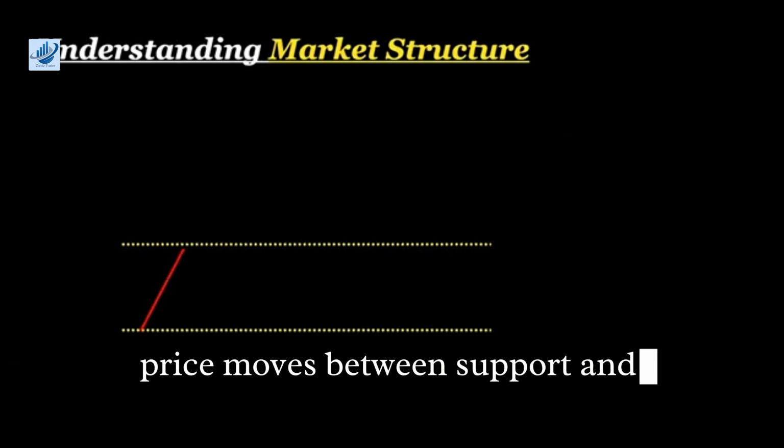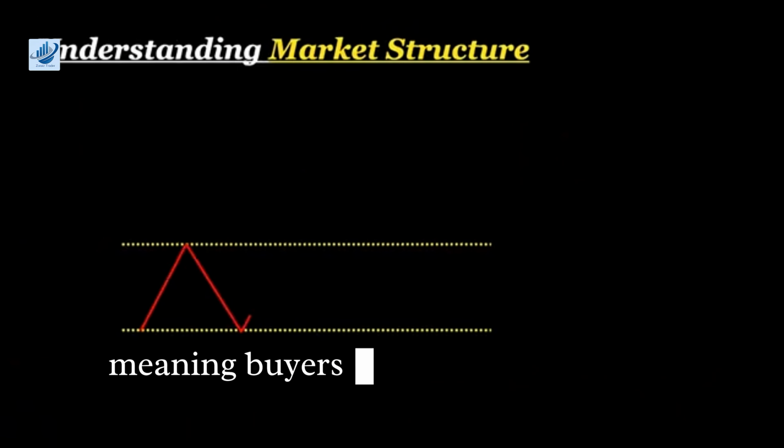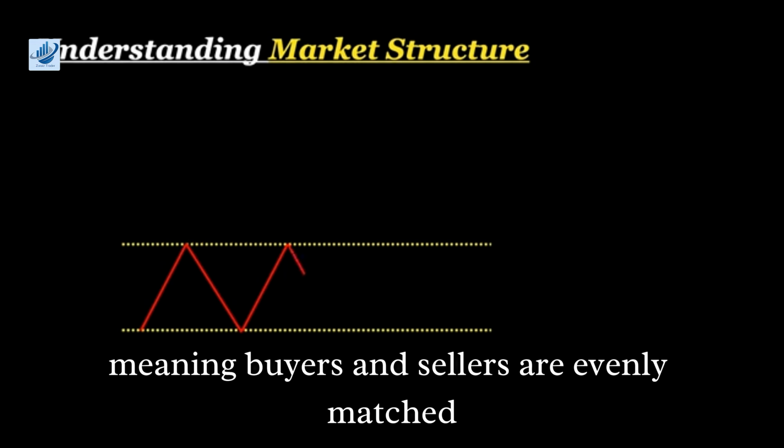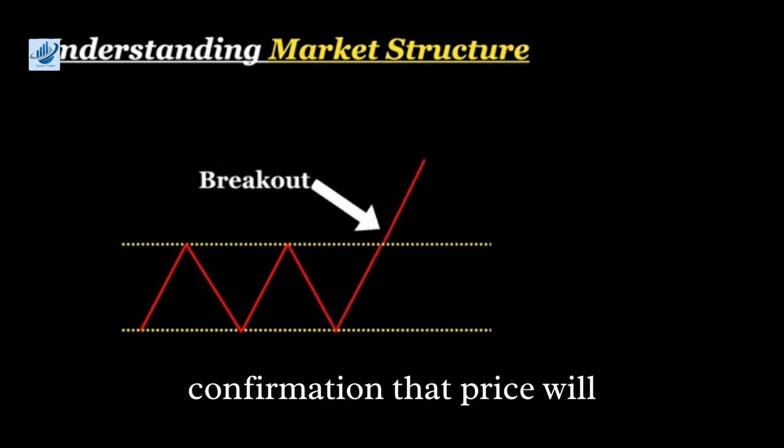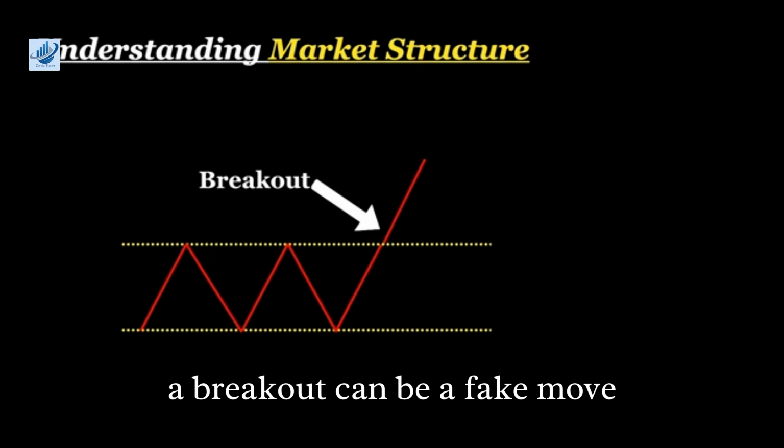In a range, price moves between support and resistance, meaning buyers and sellers are evenly matched. Unlike trends, a breakout alone isn't enough confirmation that price will continue in that direction. A breakout can be a fake move.